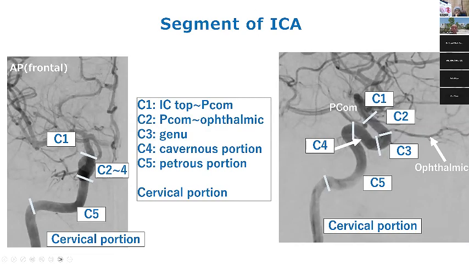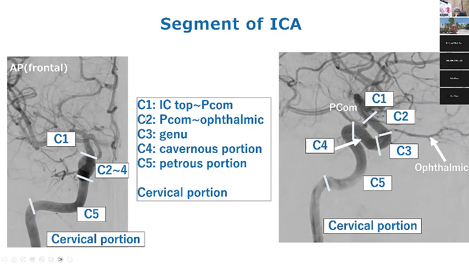Okay, so I'm going to show you the vascular anatomy obtained from the internal carotid artery. The ICA is divided into several segments: cervical segment, petrous segment, cavernous segment, and supraclinoid segment. One popular definition of ICA segments in my country is shown in this slide like this.